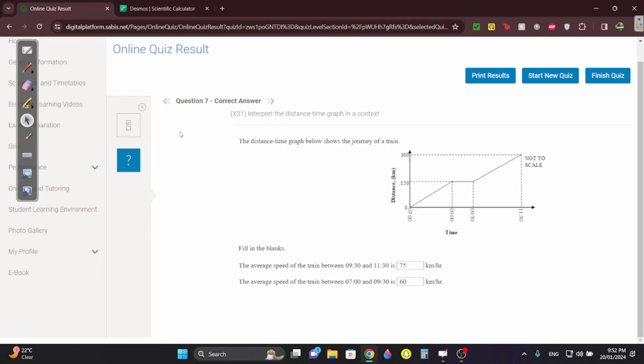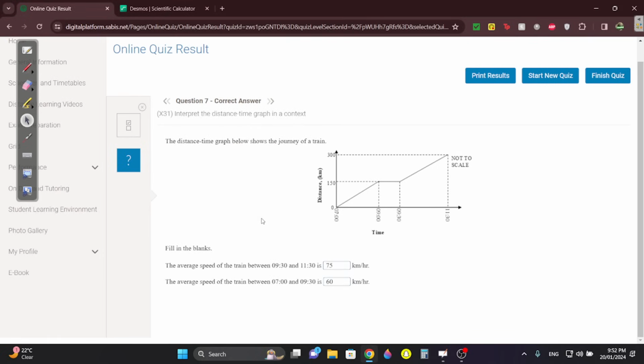Question 7. Okay, this is also a repeat. What is the speed from 9:30 to 11:30? You go to your graph, you go to 9:30, you're over here at 150, and then they want to 11:30, so you go to 11:30, which is at 300. Because you know speed is final minus initial, right? So let's just say speed, velocity, same thing. It's final minus initial over delta time.